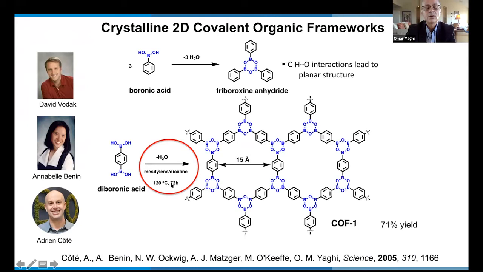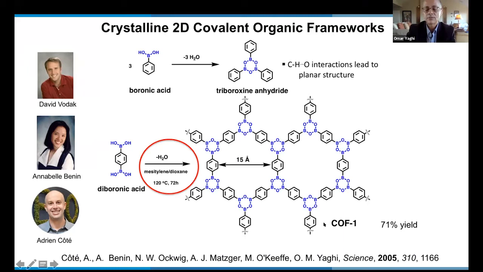And what you're doing here is you're taking a unit like this, diboronic acid, and you're condensing water out. And since water is a byproduct, you can play with the pressure of water in the vessel to reverse the formation of this as the material is crystallizing, and therefore correct the faults and ultimately make nice crystalline material. So this reversibility is controlled by controlling the pressure of water in this vessel. That was really the key development, and this was the synthesis of the first COF back in 2005.